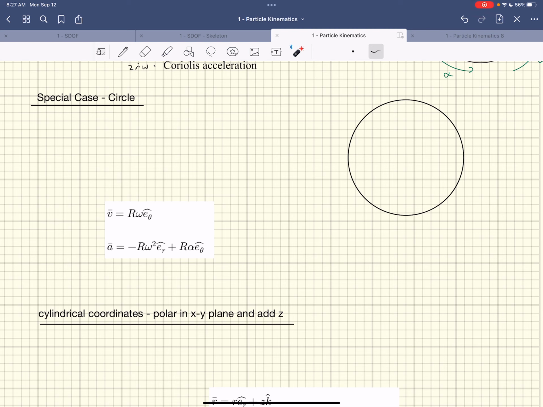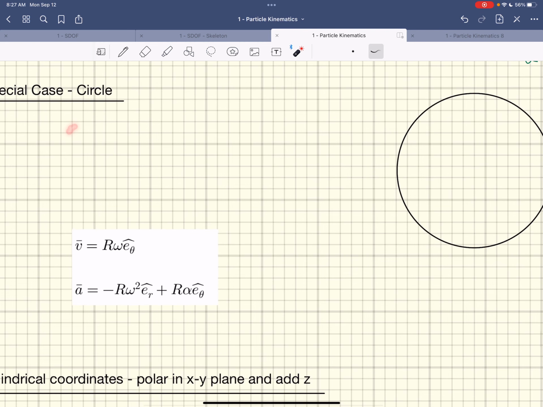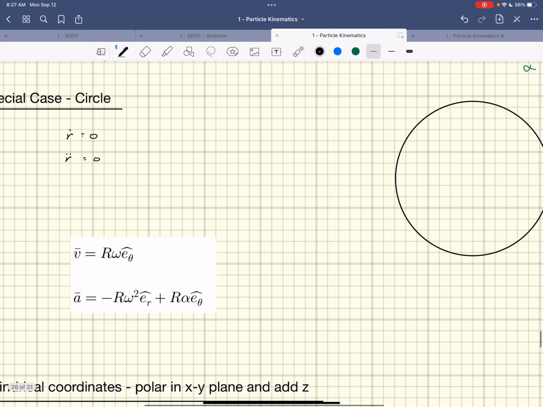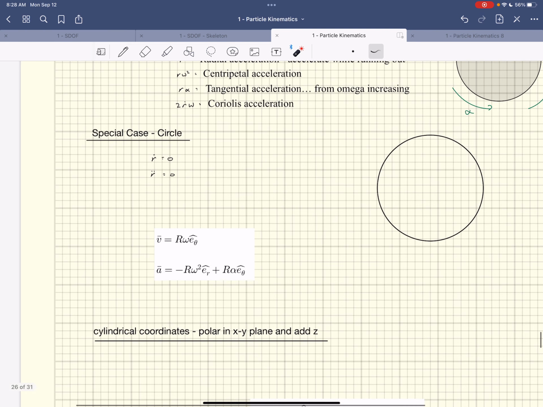Take you out. Okay, special case is things moving in a circle. And when things are moving in a circle, this was pretty easy to talk about. r dot is equal to 0, and r double dot is equal to 0, right? There is no radial velocity and no radial acceleration. You're just fixed at those locations. So if you go back up to this, and r double dot is 0 and r dot is 0, then those components go away. And then what you're left with is just this.